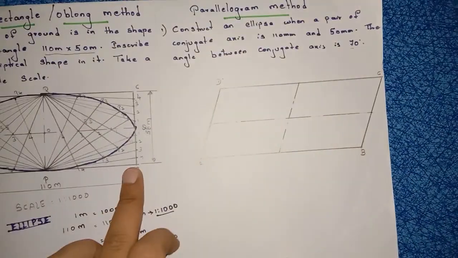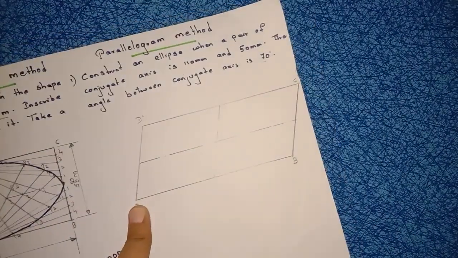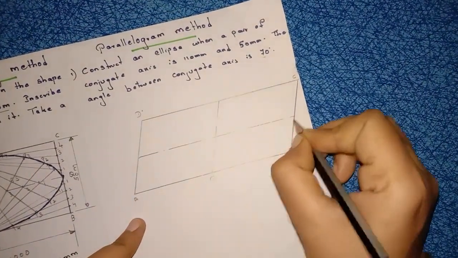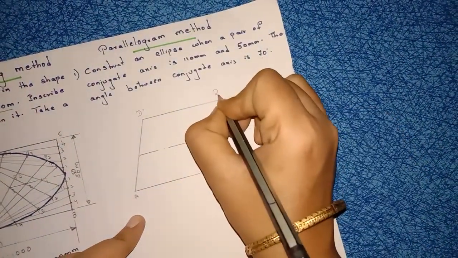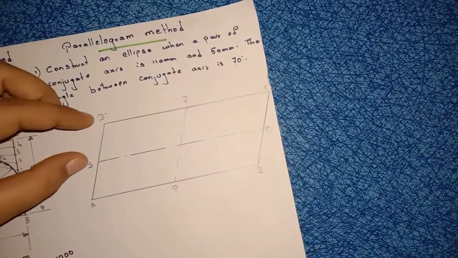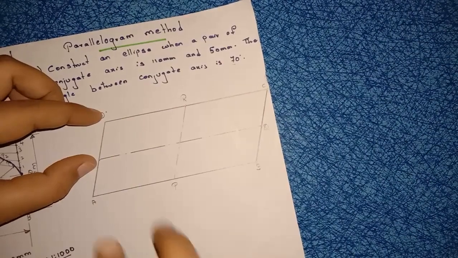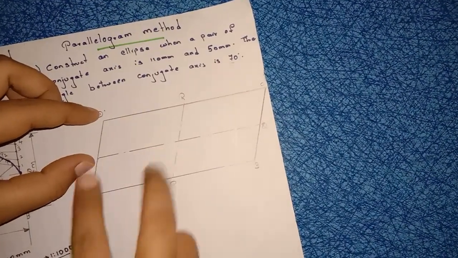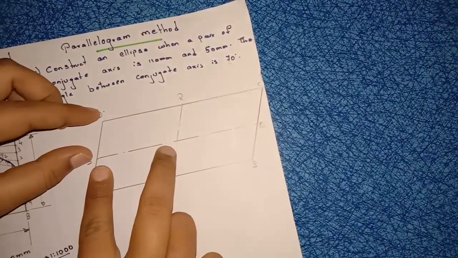The main difference here is angle 90 degrees, here 75 degrees, right? Name it here as P, Q, R and S. So what is the process? If you are dividing this length into 4 equal parts, divide this also into 4. If you are dividing this into 5, divide this also into 5.